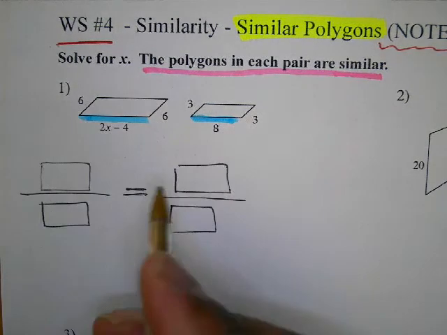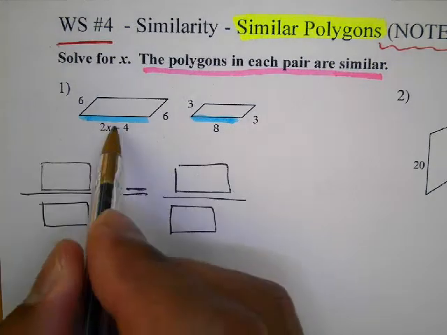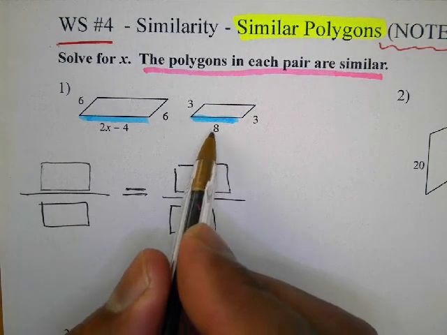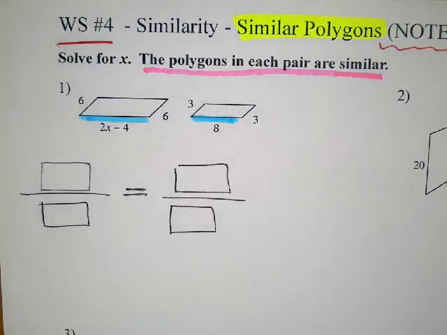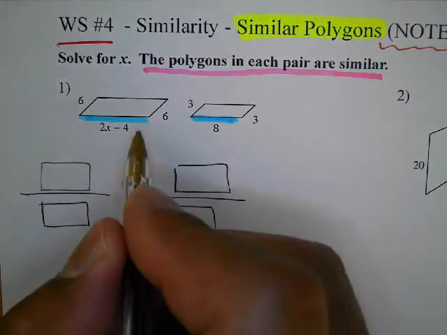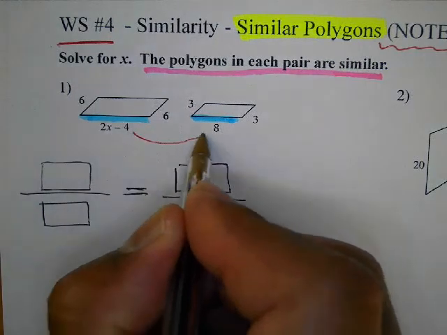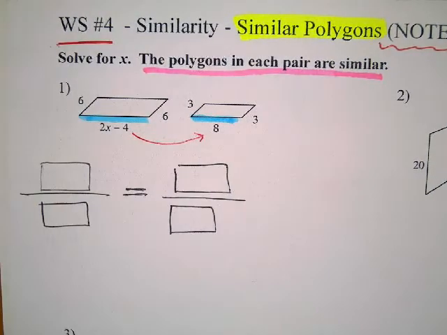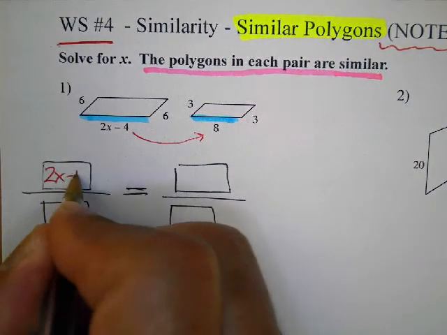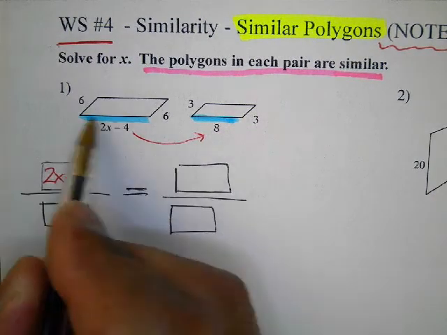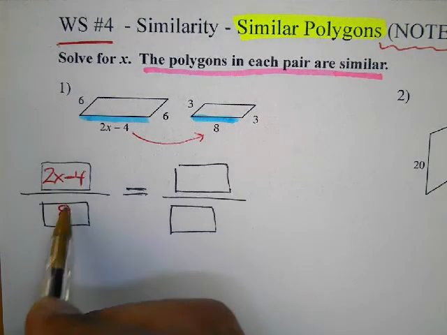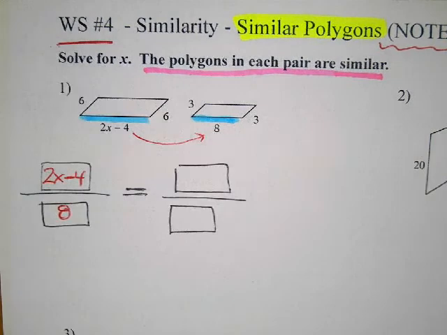So this first part will be what? And remember, always use the arrow too. If you're going to go this way from 8 to 2x minus 4, then you have to keep it the same the other way. So it'll be 2x minus 4 is to 8. This side corresponds with this side. 2x minus 4 is to 8.